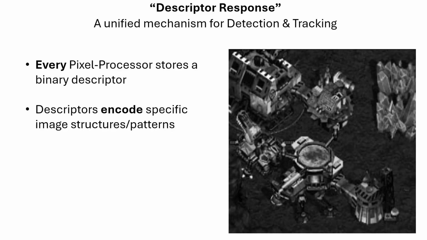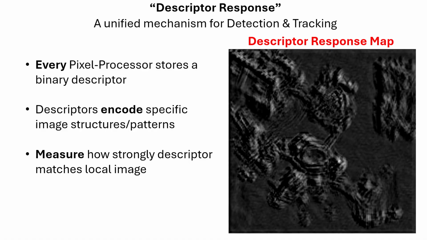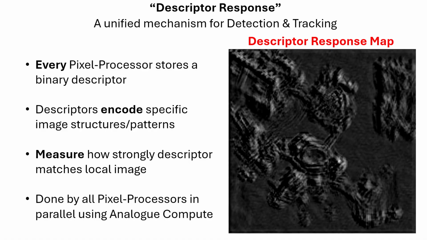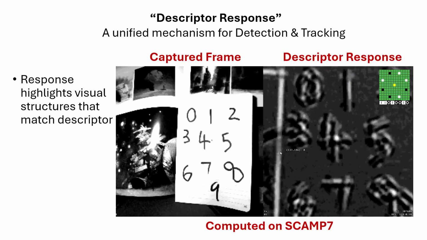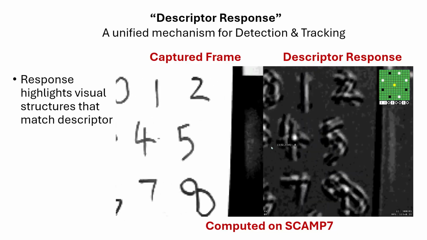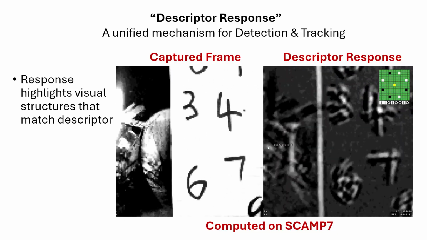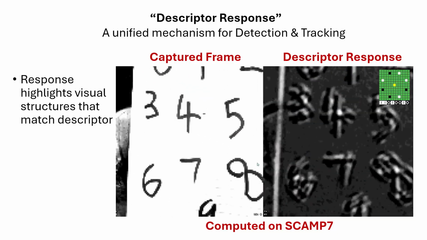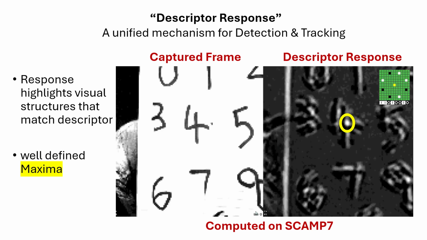Then, in parallel, every pixel processor can determine how well the structure encoded by its descriptor matches the local image content. We call the measurement of this descriptor response. Here we see an example where on the left we see the captured image, and on the right we see the descriptor response within all pixel processors. But what is this response actually doing? It's highlighting image structures which match the descriptor stored within the pixel processors.